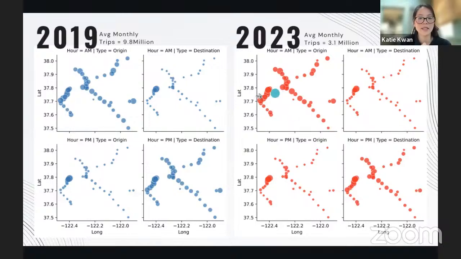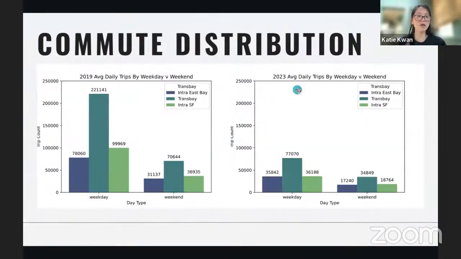I was able to assign whether or not they used it within their own city, within San Francisco, within the East Bay, or as a trans-bay mode of transportation. So again, comparing 2019 to 2023, I look at the number of trips that are intra San Francisco, intra East Bay, and those that are trans Bay. These are both on the same scale.